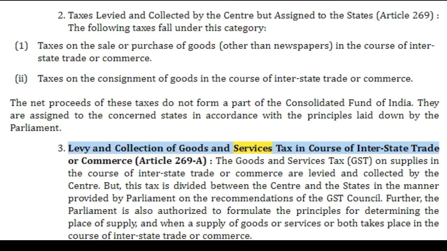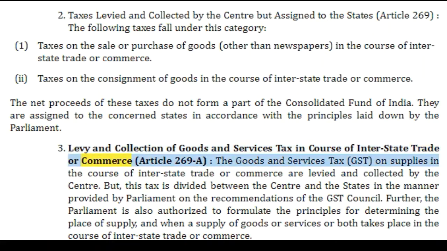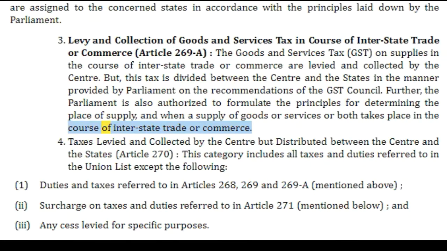Levy and collection of goods and services tax in course of interstate trade or commerce, Article 269-A. The goods and services tax, GST, on supplies in the course of interstate trade or commerce is levied and collected by the center. But this tax is divided between the center and the states in the manner provided by Parliament on the recommendations of the GST Council. Further, the Parliament is also authorized to formulate the principles for determining the place of supply, and when a supply of goods or services or both takes place in the course of interstate trade or commerce.